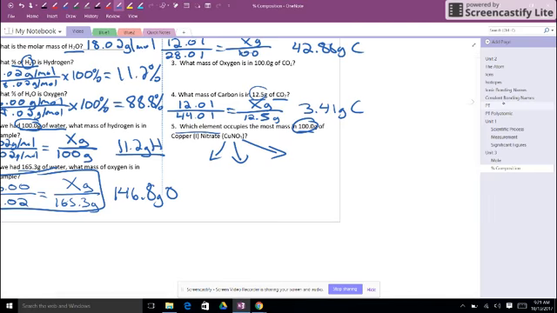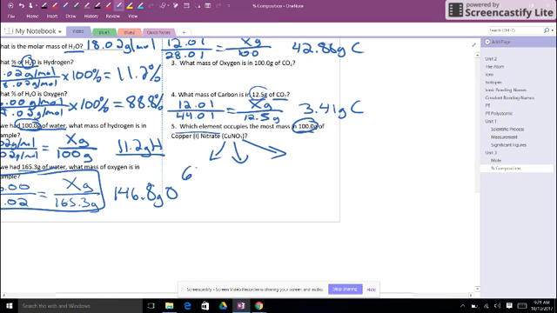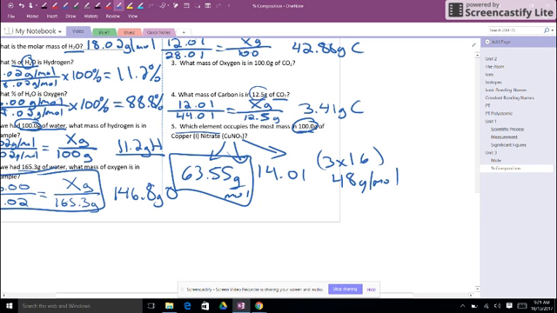So if we look at the periodic table, copper is 63.55 grams per mole. Nitrogen is 14.01 grams per mole. And 3 oxygens, so 3 times 16, so we get 48 grams per mole. So for copper nitrate, we can see that copper is the element that occupies the most mass in the compound, or in that formula unit.